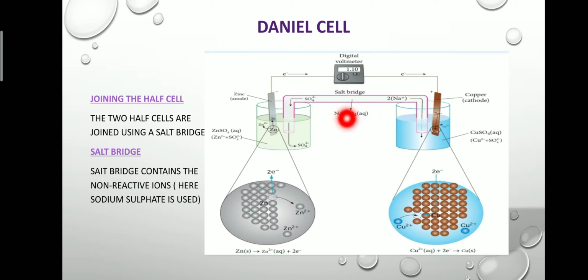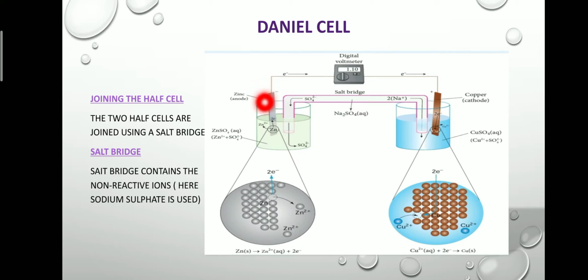That is sodium sulfate, which dissociates into sulfate ions and sodium ions. The negative sulfate ions move to the anodic cell, and the sodium ions move to the cathodic cell. Through this movement, the electrons continue to flow from the anodic cell to the cathodic cell through the salt bridge.